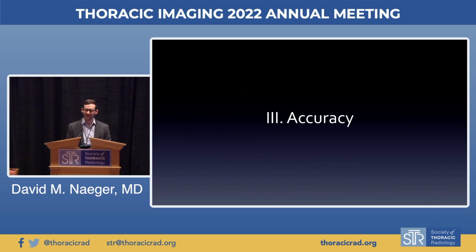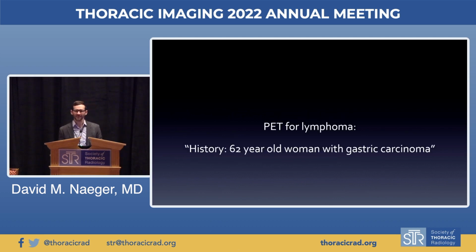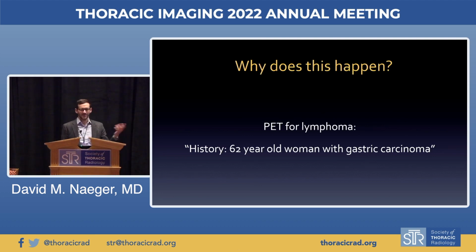And then the last one is accuracy. Okay. I've seen this all the time. I've accidentally signed reports like this. It's for lymphoma. Totally wrong history. Why? Probably because it was typed in wrong or they confused the patient. You want your report to be accurate.